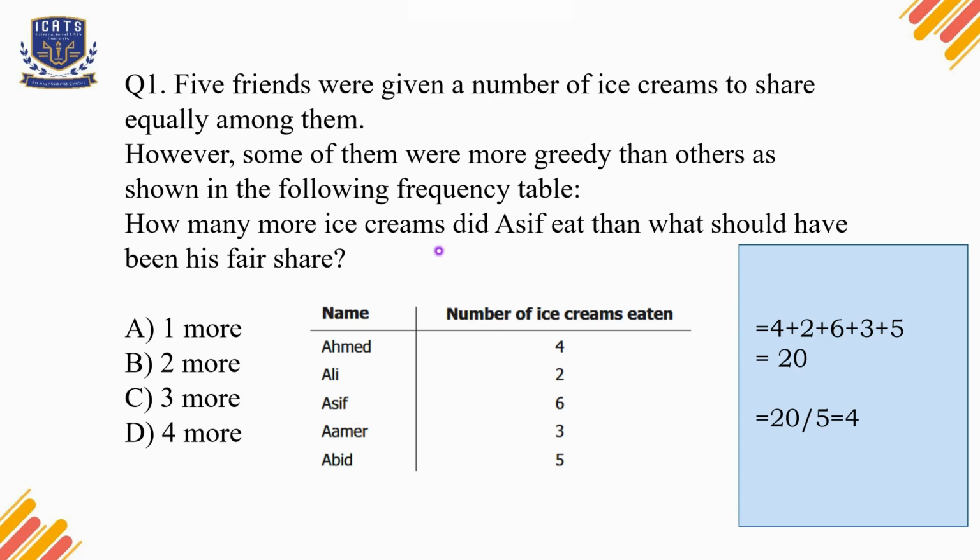But as it is mentioned in the question, we have to find out how many more ice creams Asif ate. So here Asif has eaten 6 ice creams, but his share was 4. So we can say that he has eaten 2 more ice creams than his fair share. So we will select option B here.